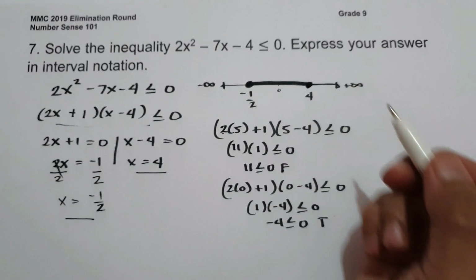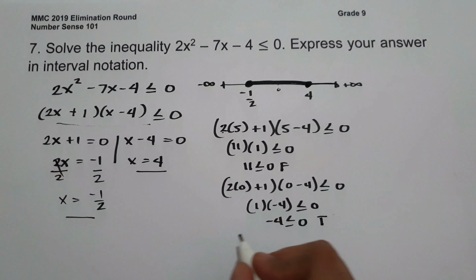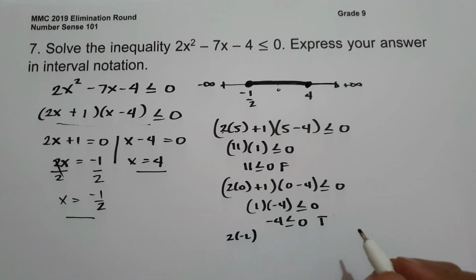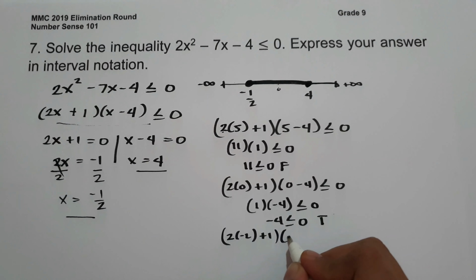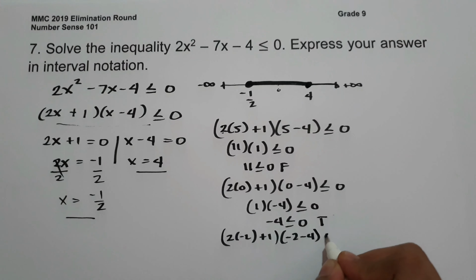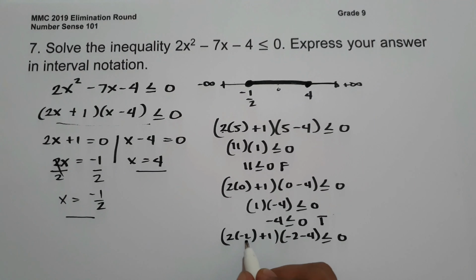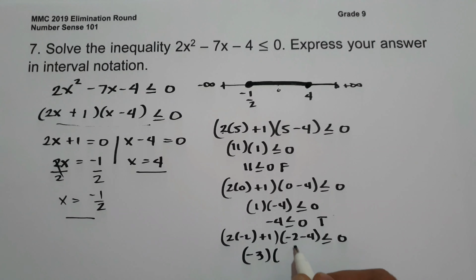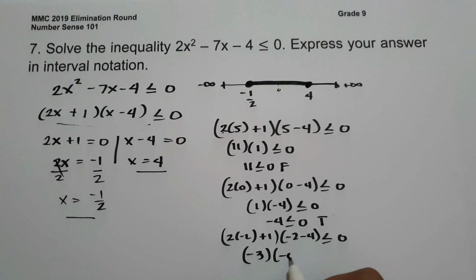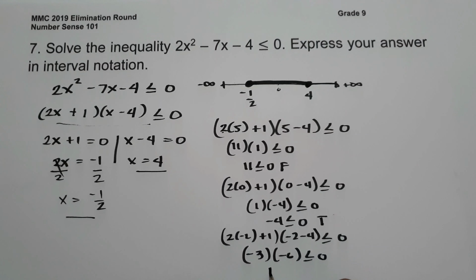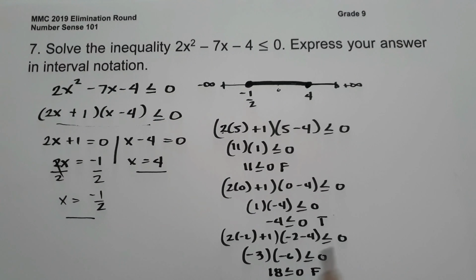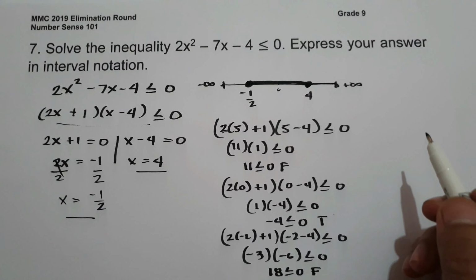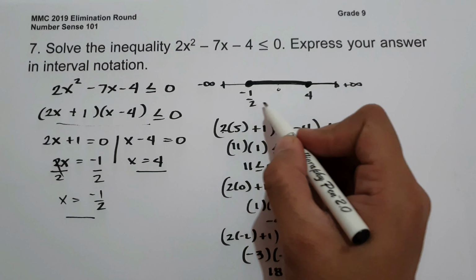How about on the other side? So let's say negative 2. 2 multiplied by negative 2 plus 1, multiplied by negative 2 minus 4, less than or equal to 0. 2 multiplied by negative 2, that is negative 4, plus 1, that is negative 3. Multiplied by negative 2 minus 4, that is negative 6, less than or equal to 0. It will give us 18 less than or equal to 0. This will be false. So therefore, our solution is from negative 1/2 up to 4.